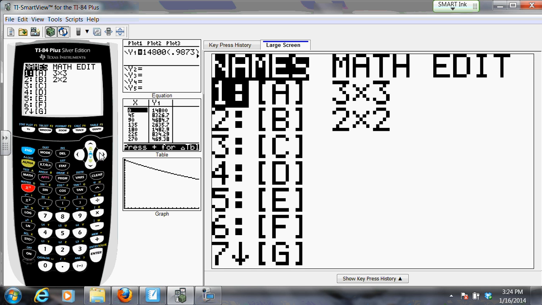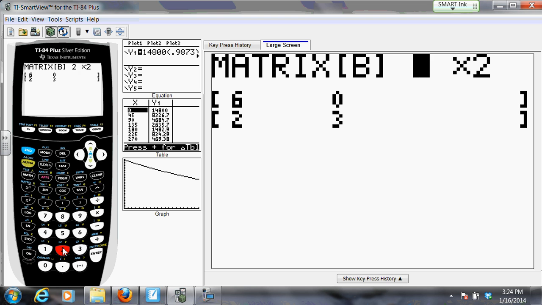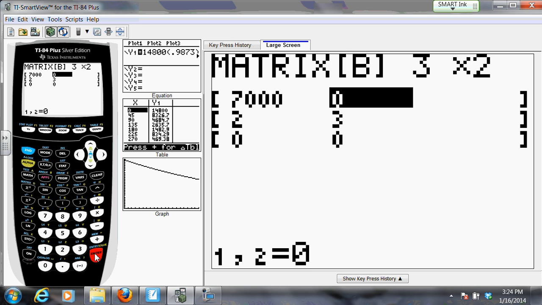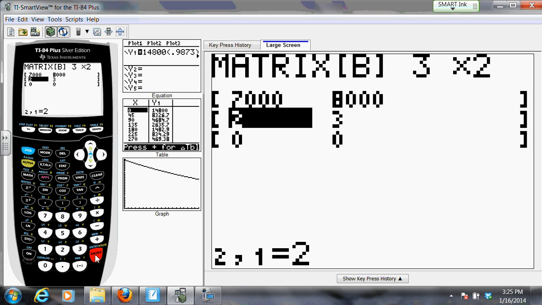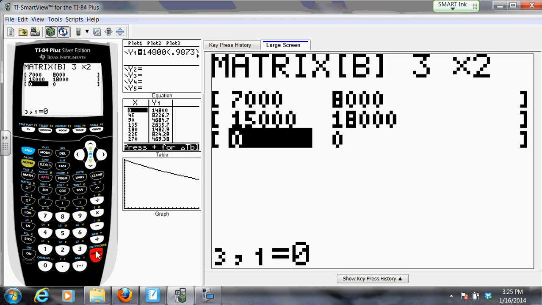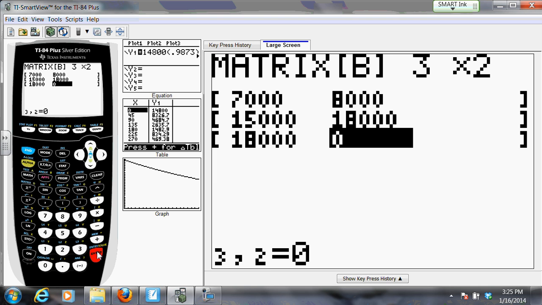I'm going to go back in and edit matrix B. Matrix B is a 3 by 2. We have 7,000, 8,000, 15,000, 10,000, 18,000, 18,000, 19,000.